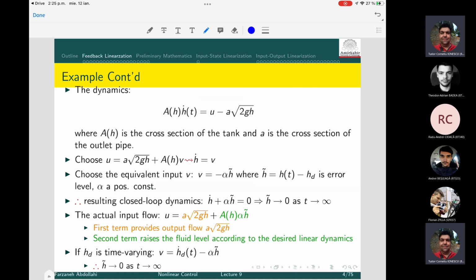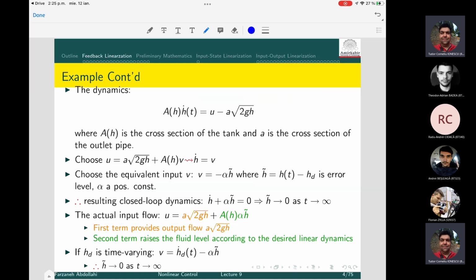Okay, so the dynamics here is fully nonlinear. You have this square root function here. H is the state. Please note that this is a scalar system with a single state and a single input, a single command control U, and a single measured output H. So you see, this is nonlinear.